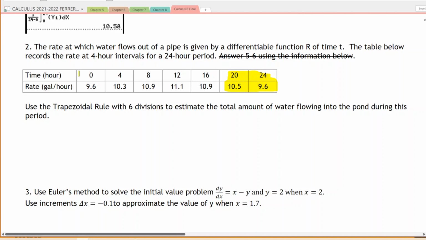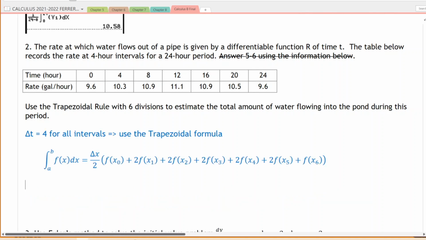I also notice that my delta t here is 4 for all of these. So because delta t remains 4 for every interval, we have an opportunity to use the trapezoidal formula. Now I'm going to write down the trapezoidal rule specific for something with 6 intervals.